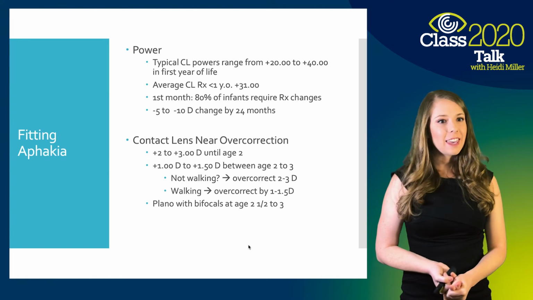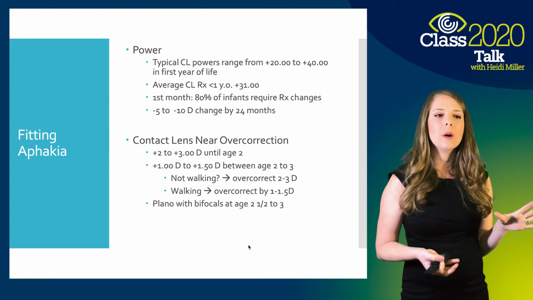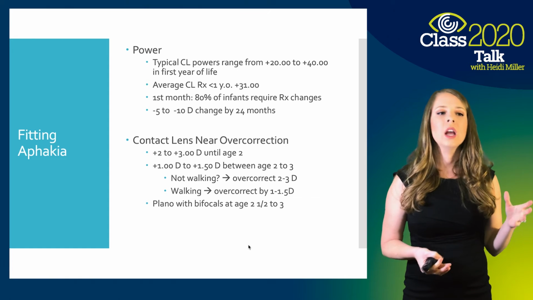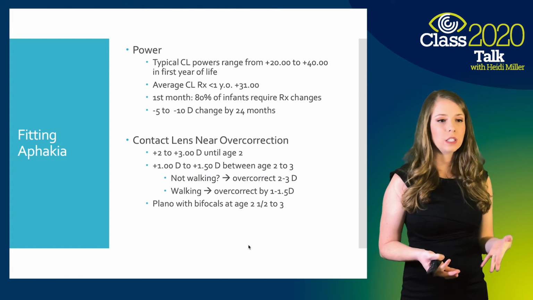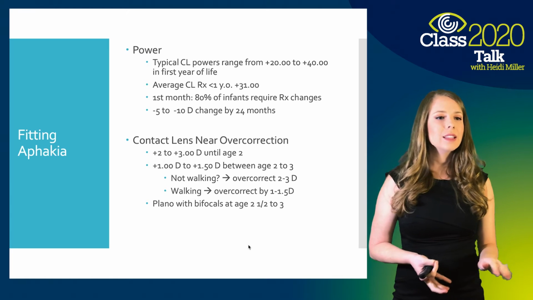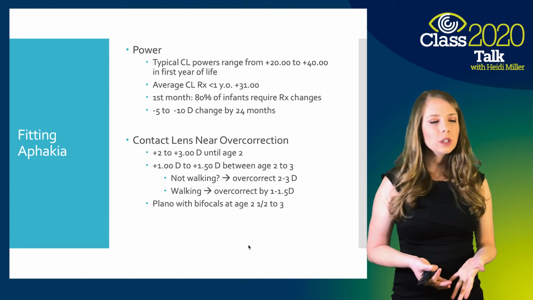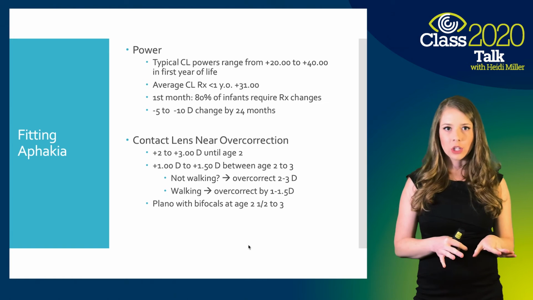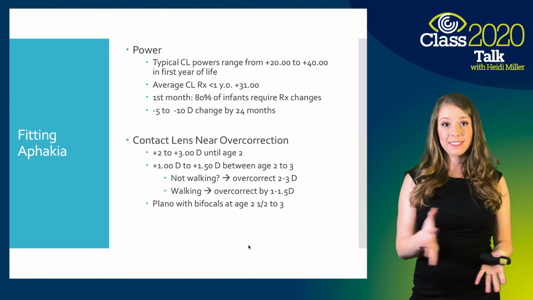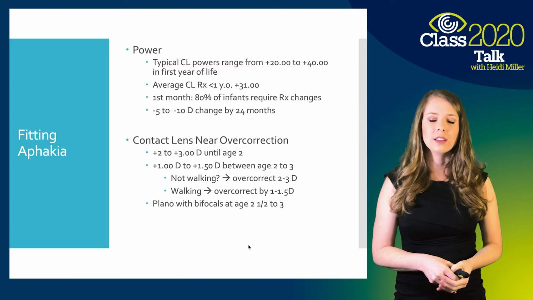When we're fitting aphakia, think about typical contact lens powers that you're going to be using, from +20 to +40, depending on the patient and their first year of life. The average contact lens under 1 year old is around +31. In the first month, they're going to have a lot of changes. In the first 6 months, there's going to be a lot of prescription changes.